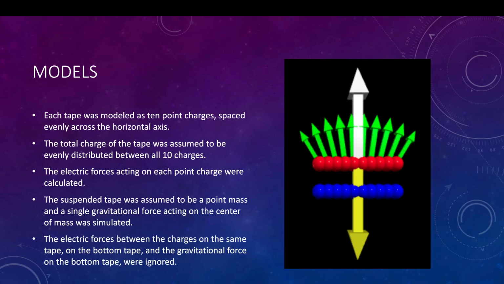Each tape was modeled as 10-point charges spaced evenly across the horizontal axis. The total charge of the tape was assumed to be evenly distributed between all charges, and the electric forces acting on each point charge were calculated. The suspended tape was assumed to be a point mass and a single gravitational force was simulated. The electrical forces between the charges on the same tape and on the bottom tapes and the gravitational forces were ignored.